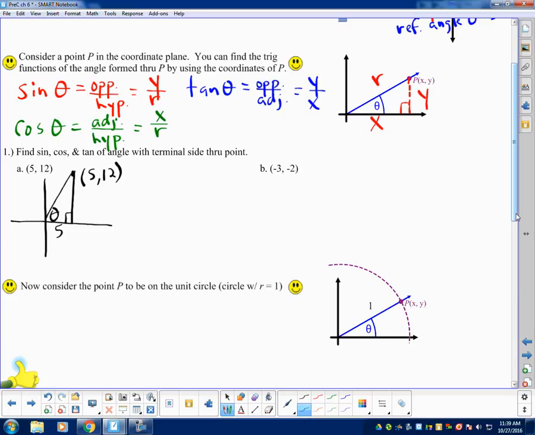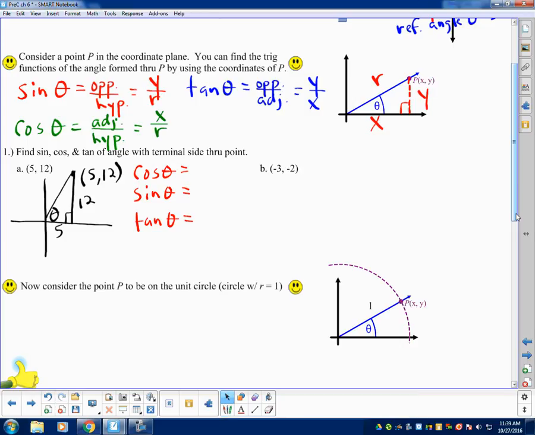This is 5, and this is 12. So there's my picture. And what I need to do is find the missing hypotenuse here before I can evaluate it. So my goal is to find cosine of theta, sine of theta, and tangent of theta, and simplify if necessary. But let's see here.